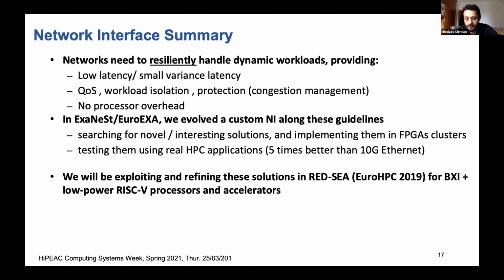These are results from application partners that we have. And as I said before, we'll further exploit and refine the solutions in Red Sea and for BXI and low power RISC-V processors and accelerators. So that was all from my side. Thank you for your attendance.